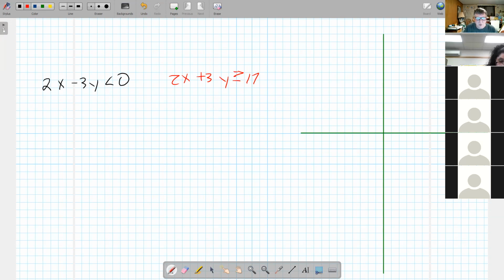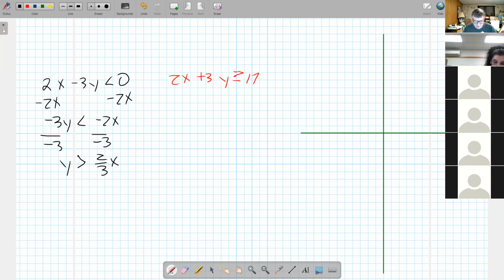Now, this is using the slope-intercept form method. The first thing we're going to do is go back to the black inequality and solve it for y. So I'm going to subtract 2x. So I get negative 3y less than negative 2x. I'm going to divide both sides by negative 3, so I change the direction of the inequality symbol because I divided both sides by a negative. So I get y is greater than 2/3 x. So the slope is 2/3 and the y-intercept is 0. So over here, it's going to go through 0. My slope is up 2/3.